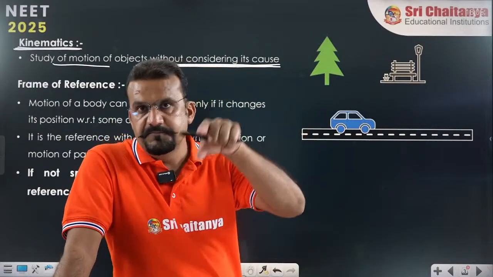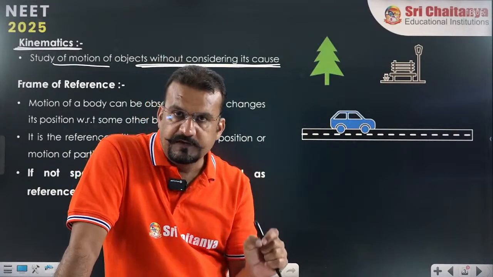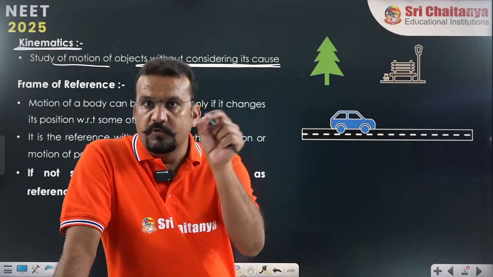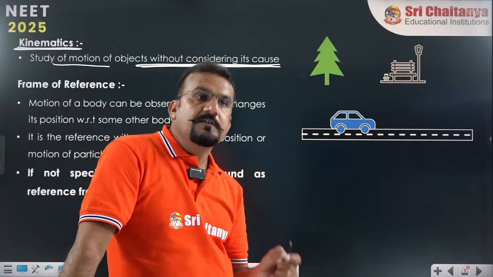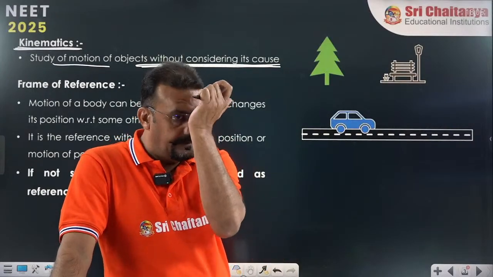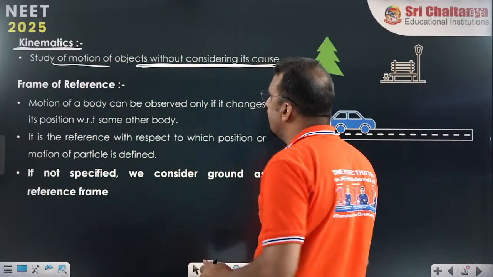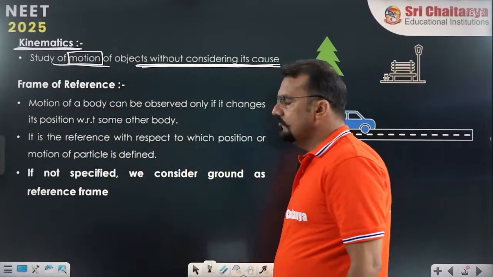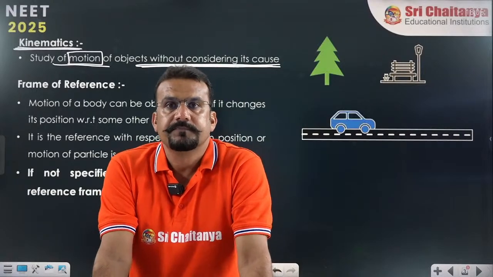C observing B, C is the observer. That means for one observer, one body may be at rest and that body may be in motion for the other observer. Then this is important: before defining the motion, very, very important, we should define the frame of reference.